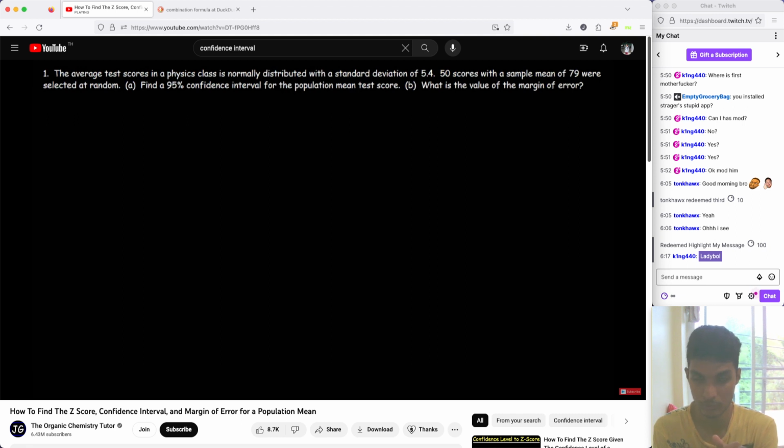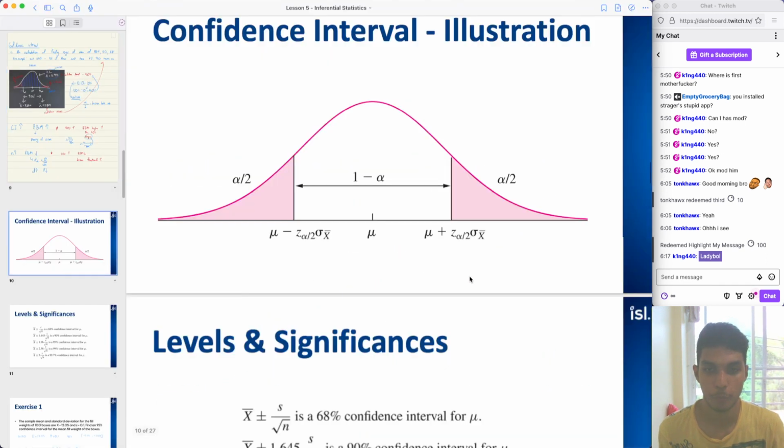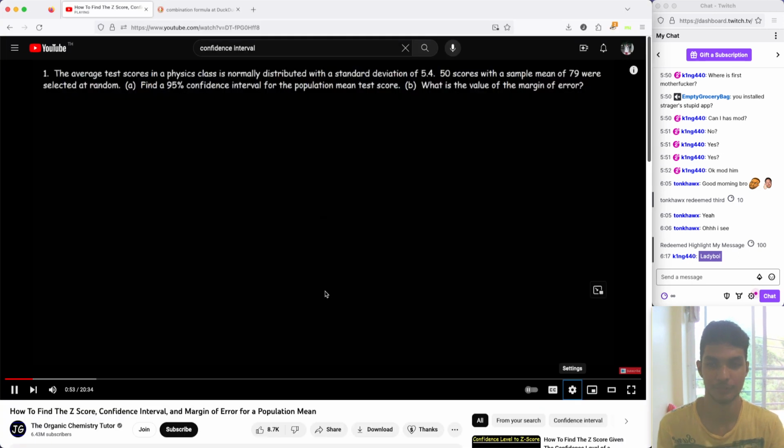Number 1, the average test scores in a physics class is normally distributed with a standard deviation of 5.4. 50 scores with a sample mean of 79 were selected at random. Part A, find a 95% confidence interval for the population mean test score. Go ahead and try this problem if you already know what to do. This is the formula. You plug it in and it works.